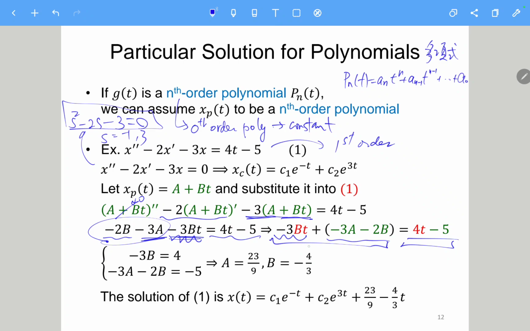the coefficients should be equal, which means that minus 3b should be the same as 4. So we have this one, and then minus 3a minus 2b should be negative 5. We have the second equation.